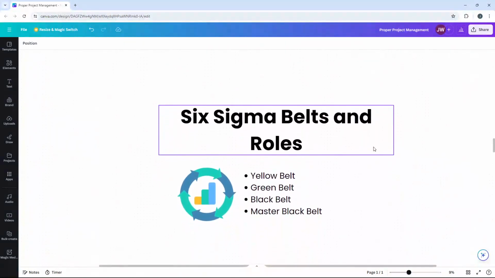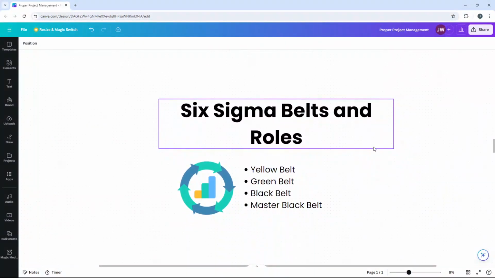Now, Six Sigma uses a belt system to designate expertise and roles within the methodology. So I want to give you a quick overview of these roles now. First, we have yellow belts. Now, they have a basic understanding of Six Sigma and they typically support project teams, assist with data collection, and provide simple improvements. The next level up is the green belts.